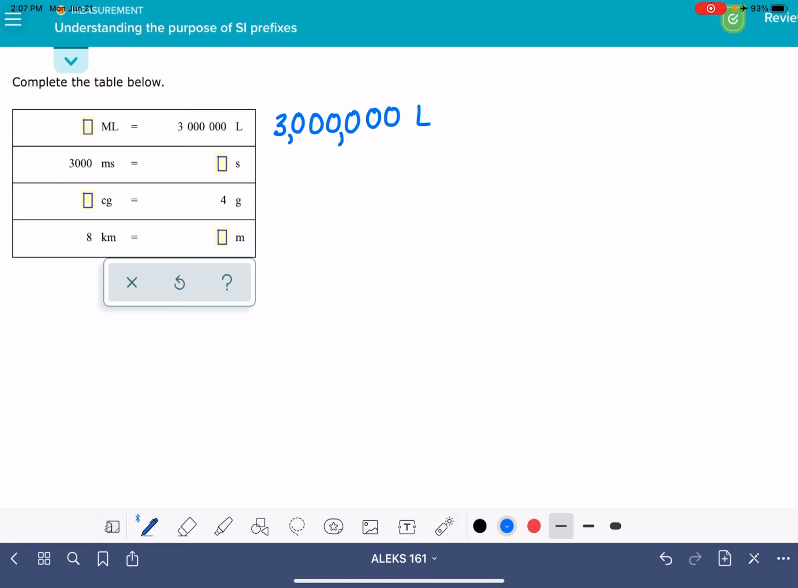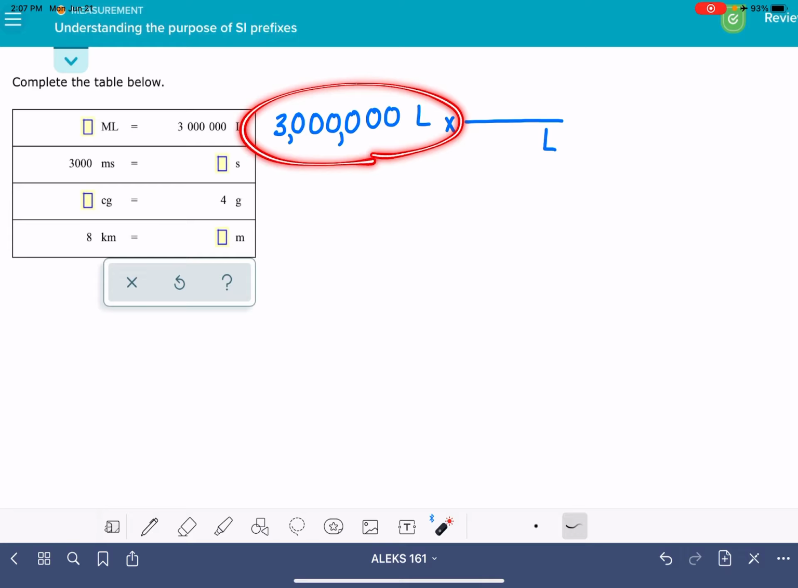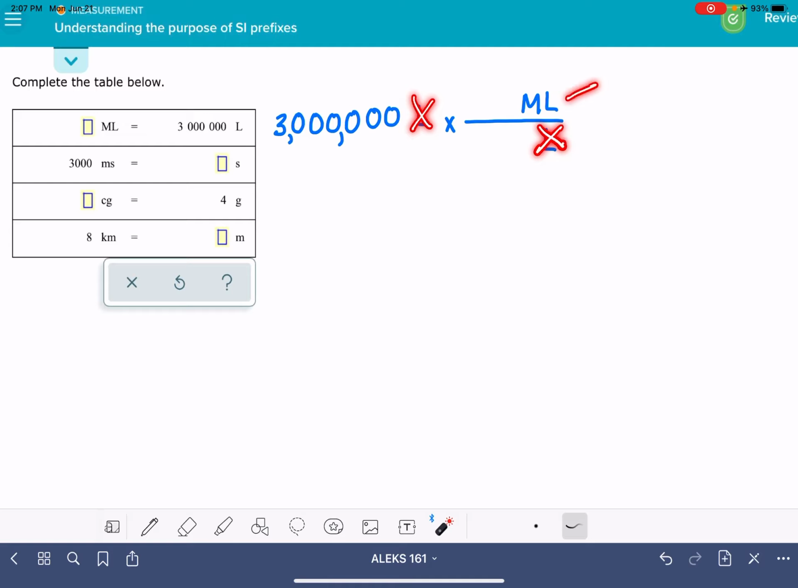3 million liters. The next thing we want to do is multiply that number by a conversion factor. We want to set our conversion factor up so that the unit of this number is on the bottom of the conversion factor, and the desired unit is on the top. Setting it up like this allows that unwanted unit to cancel out mathematically, and we'll be left with the unit that we're trying to solve for.